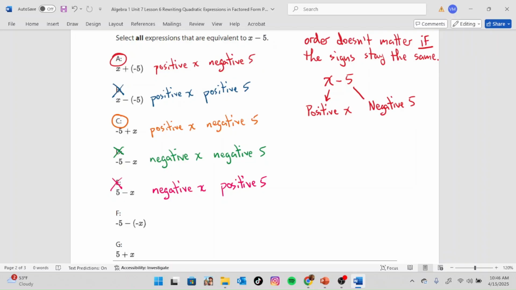Now we can look at F. We have the negative 5, and that's what we want. Then we have a minus negative x. And when you subtract a negative, you turn it positive. So we actually do have the positive x that we wanted. So F is equivalent.